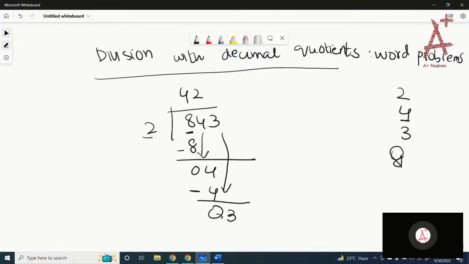Okay. So you have to count a table of 2 until you get 3 or the number that is less than 3. So 2 times 1 is 2. 2 times 2 is 4. 4 is greater than 3. We can go for 2 times 1. 2 times 1 is 2. So 3 subtract 2 is 1.